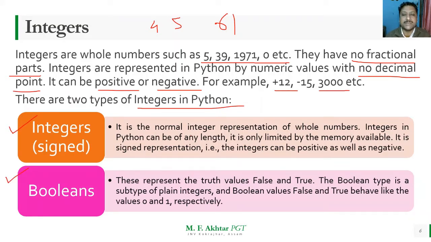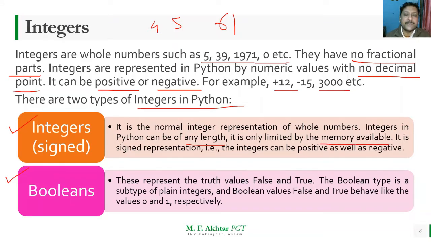Integer numbers are the normal integer representation of whole numbers. Integers in Python can be of any length. In the Python language we can put an integer number of any length. It may be a 2-digit number, 1-digit number, or 100-digit number. There is no problem with the Python programming language. It is only limited by memory available.